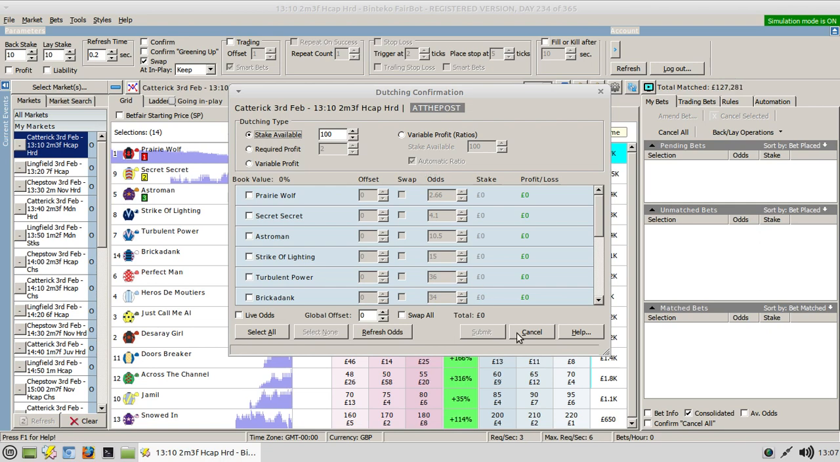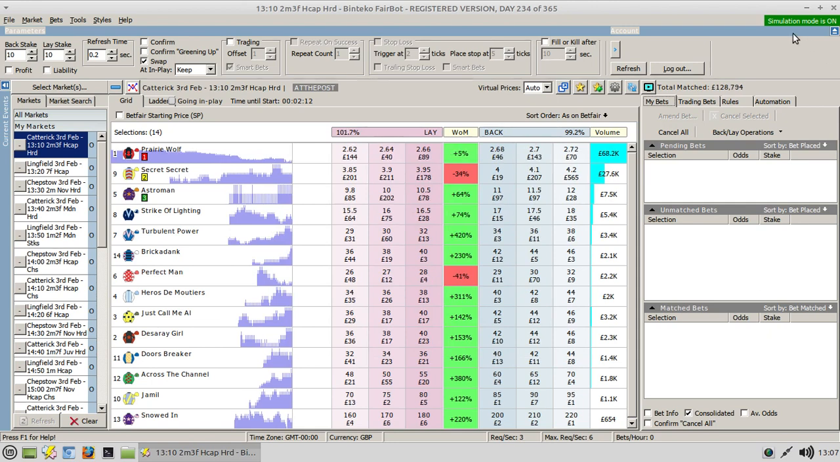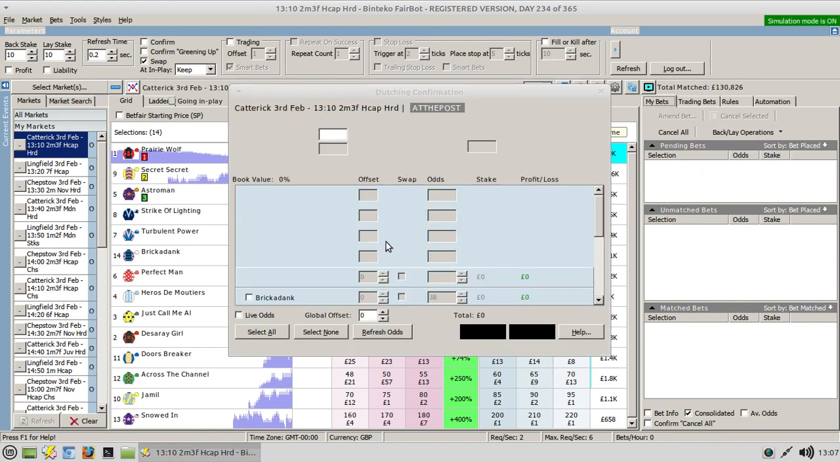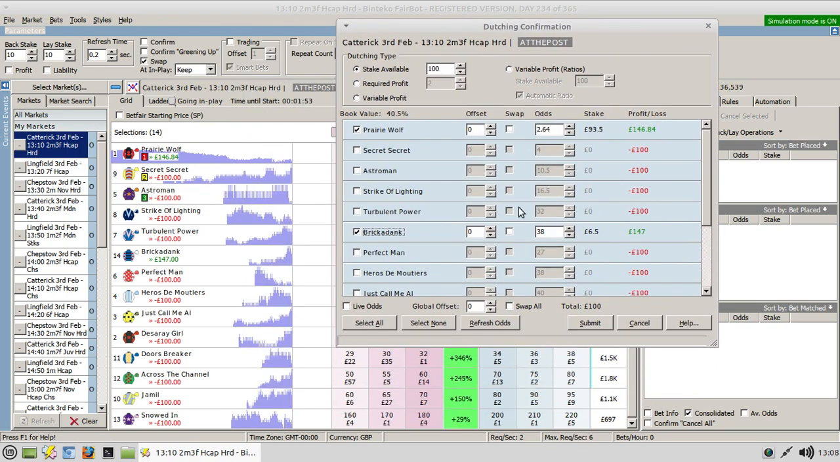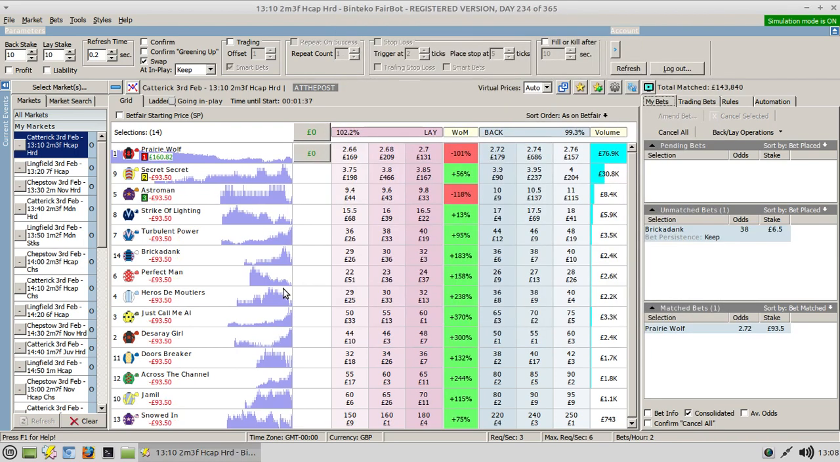Now, one of the things that's worthwhile flagging up to you, I've got this in simulation mode so I can chop and change the numbers. This is something I've shown to you before, but let's imagine that we select the favourite here and something with higher odds. Even with just two selections here, you'll see that we have Prairie Wolf with £93 of your stake. In other words, 93%. I'm using a £100 stake here, as you can see, and only £6 on Brickadank. Now, if I was to choose those, let's just submit those into the market just now.